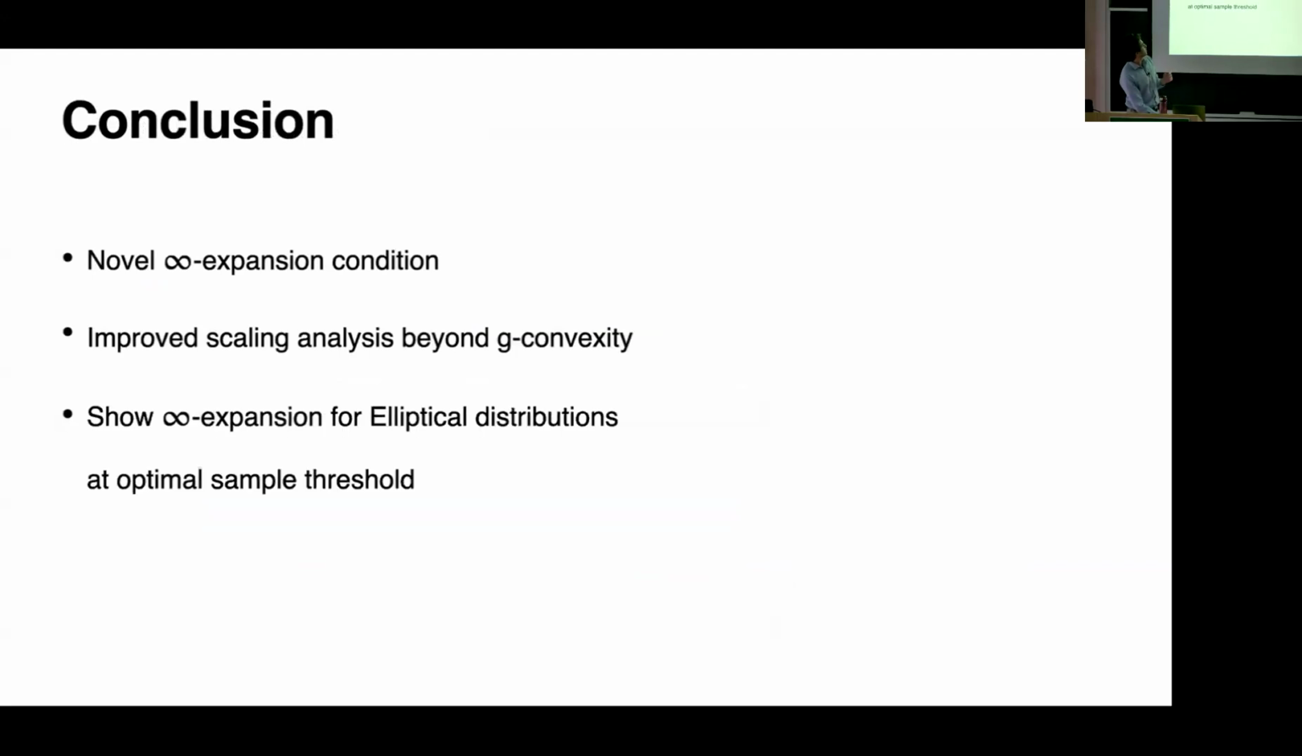Cool. So in conclusion, we gave a new notion of convergence. We did an analysis of scaling, which was used to analyze Tyler's M-Estimator, and we showed the elliptical distributions satisfy this new condition, which led to optimal guarantees.